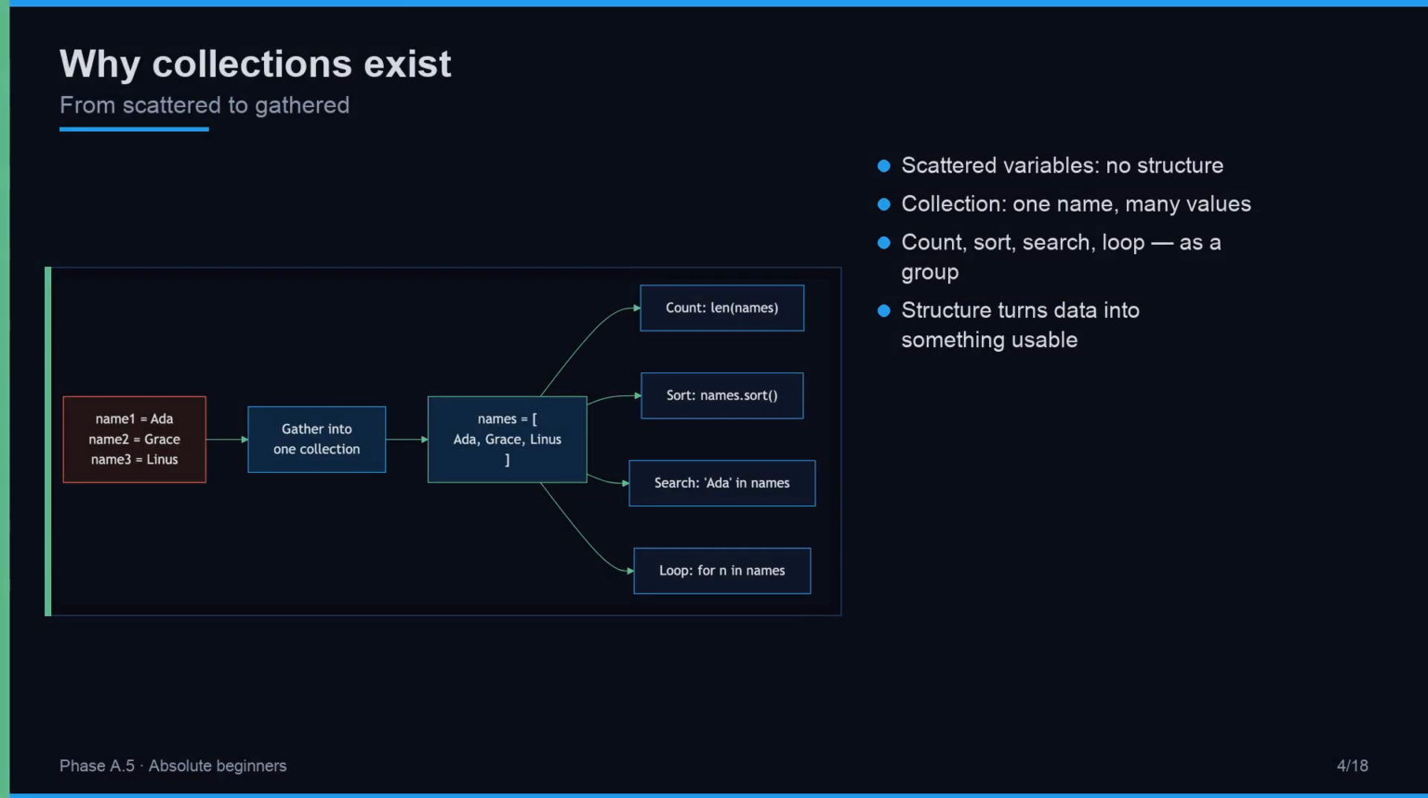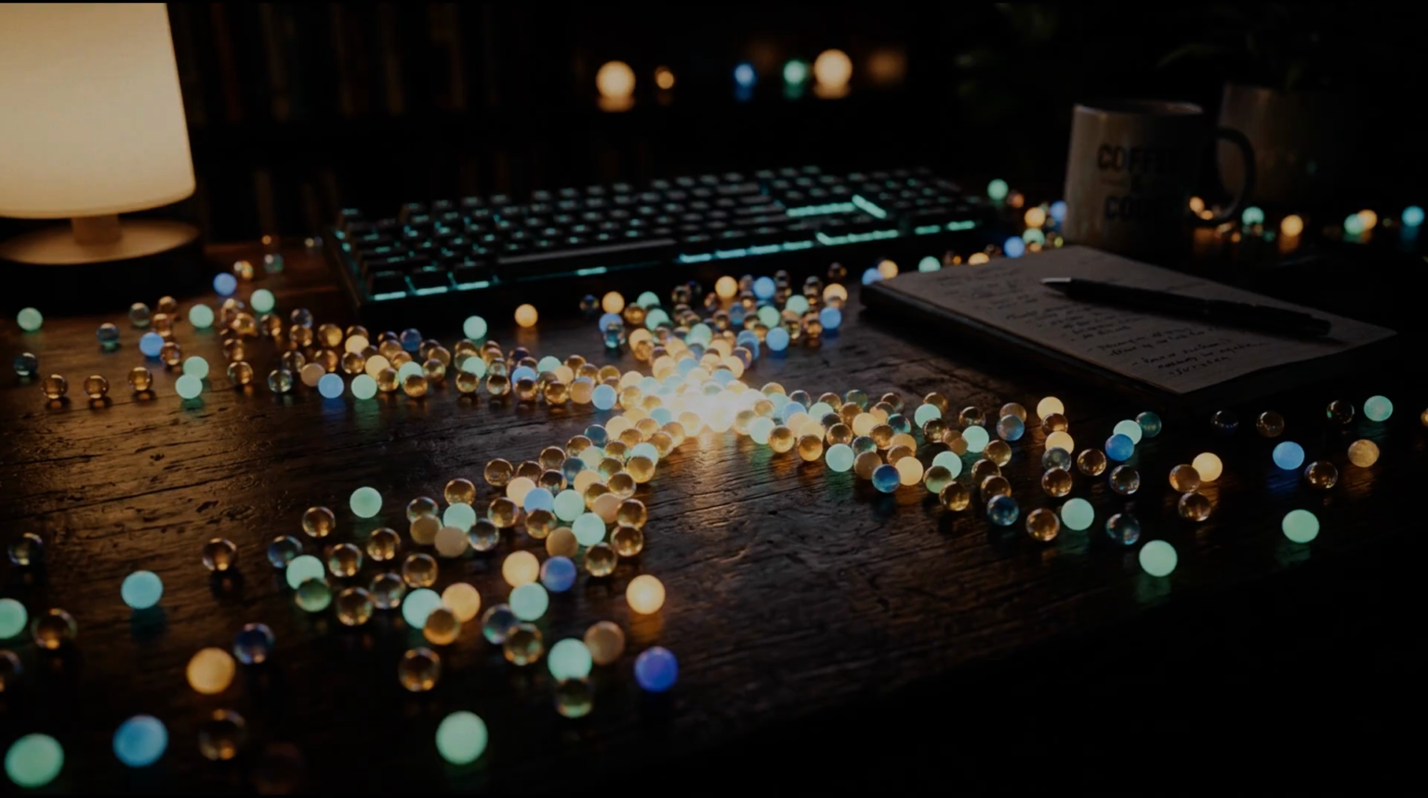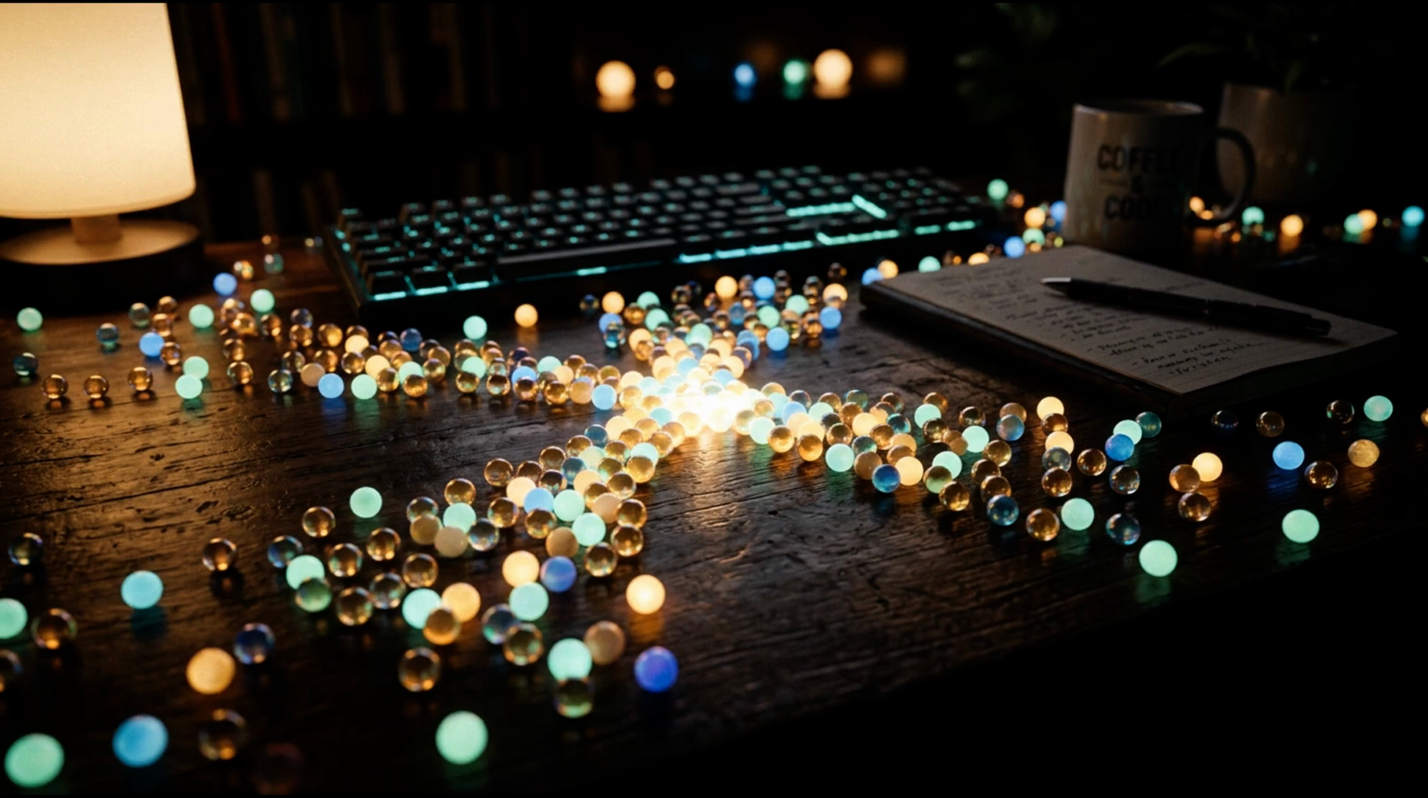Think about what changes when you gather values into a collection. Scattered variables have no relationship, name 1 and name 2 are just 2 names that happen to exist. A collection gives them structure. They live together under one name. You can ask, how many are there? You can sort them. You can loop over them. You can search them. The collection turns scattered individual values into an organized group you can work with as a whole. Gather into structure.